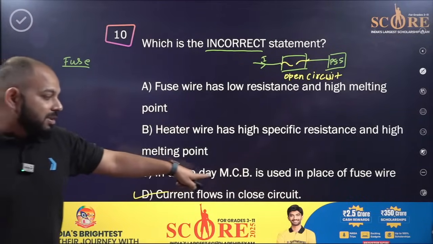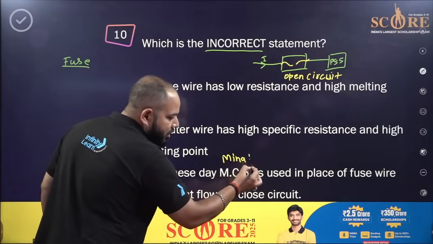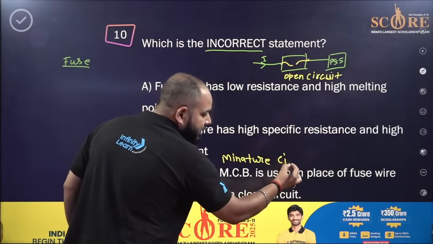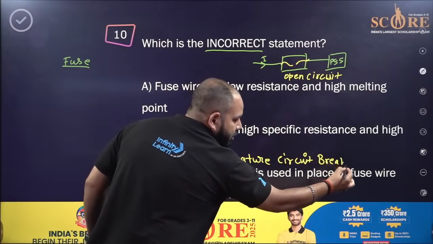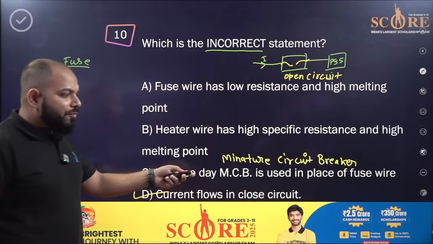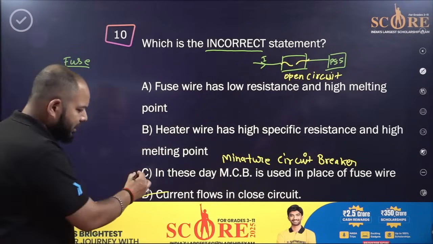These days, MCB is used. Its full form is miniature circuit breaker. Okay. So instead of the fuse, it's been used. In the next session, we'll talk more about it. So that is also correct.